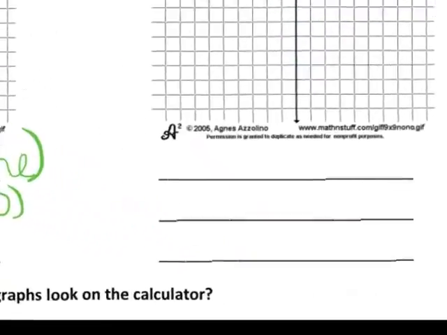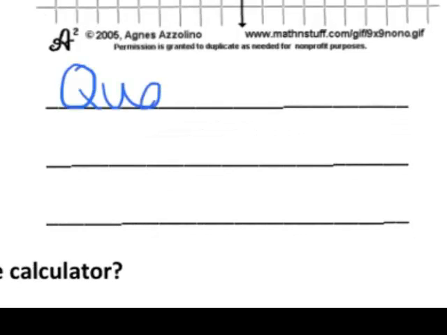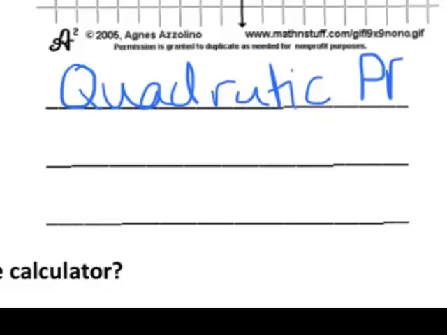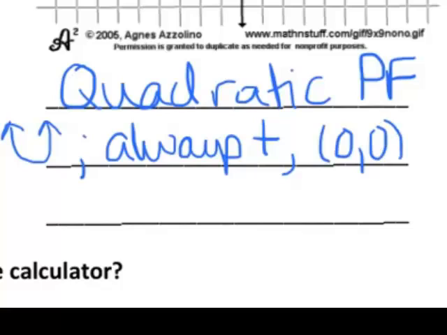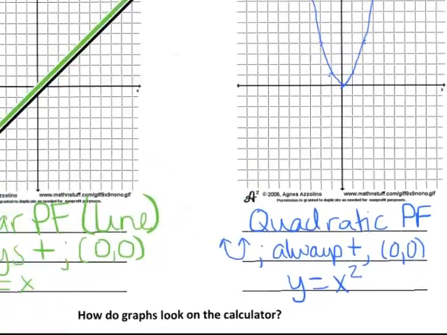The second parent function we're going to look at is our quadratic parent function. Our quadratic parent function makes a U shape called a parabola. Again, it is always positive, and it must pass through the origin. The equation for our quadratic parent function is y equals x squared.